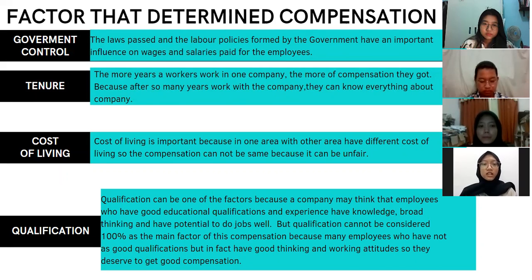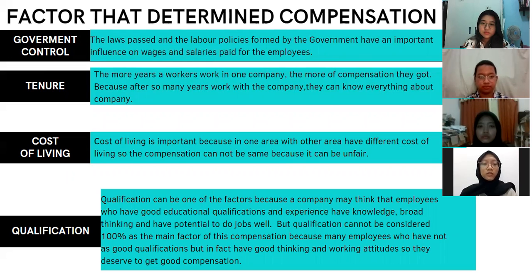The next is cost of living. Cost of living is important because one area and another area have different costs of living. So the compensation cannot be the same because it can be unfair. This approach tends to vary money depending upon the variation in the cost of living index following a rise or fall in the general price level and consumer price index. It is an essential ingredient of long-term labor contracts unless provision is made to reopen the wage clause periodically.